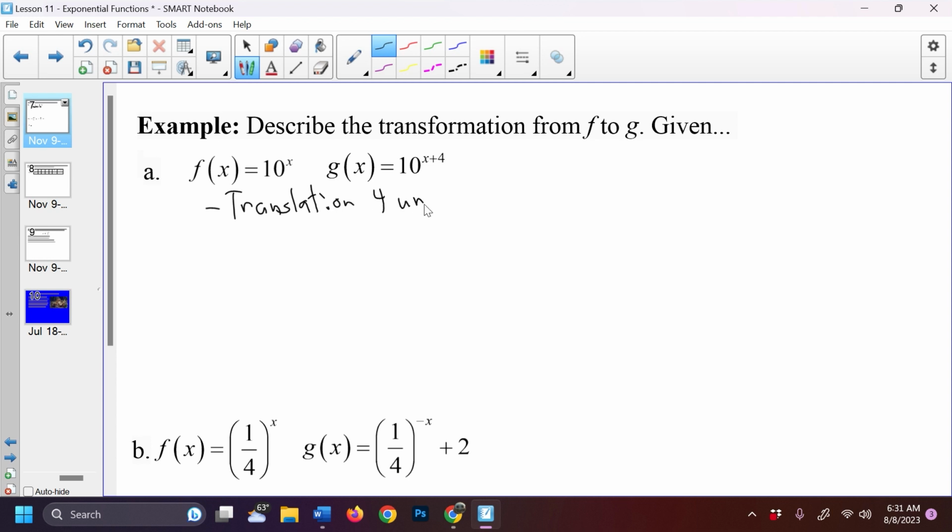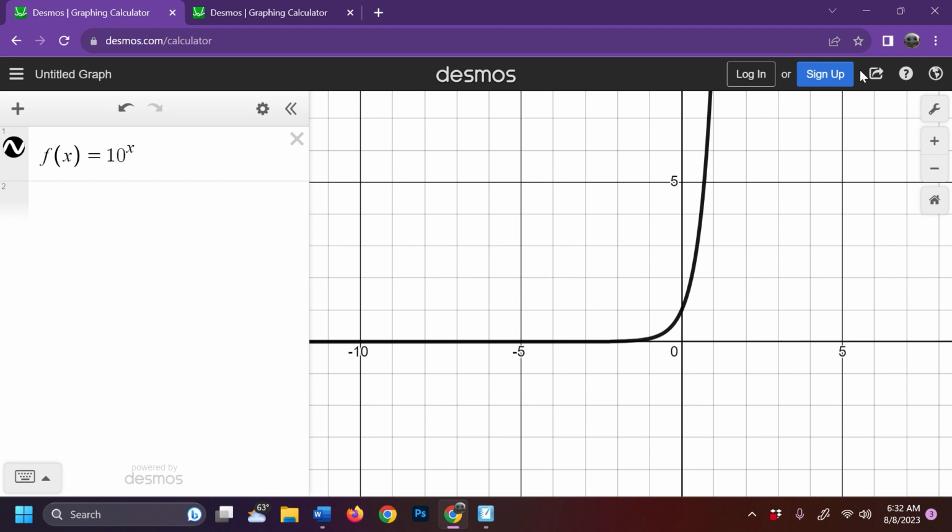4 units left. And again, we can see that in Desmos. There is f of x equals 10 to the x. If I type in g of x equal to 10 raised to, and in Desmos, when you type in more than just a single value for the exponent, you're going to want to plug it in parentheses, or else Desmos will push it back down into the main line.